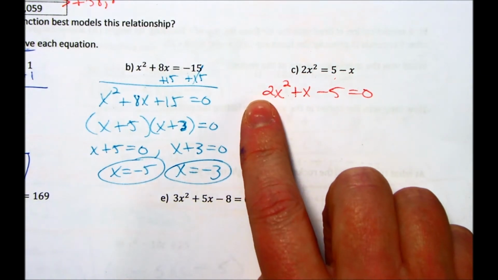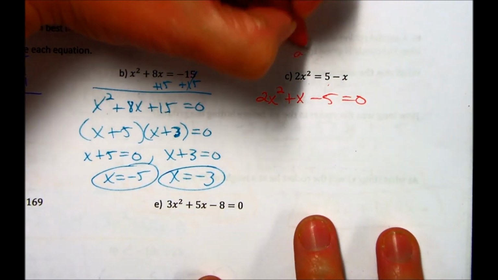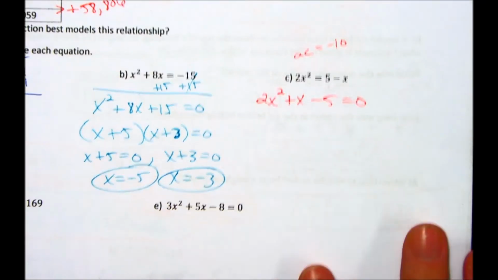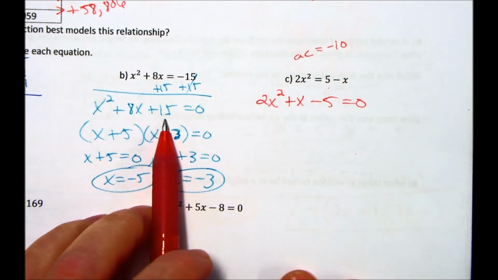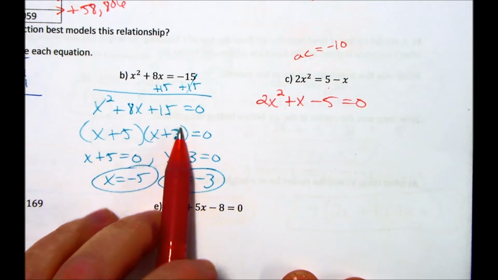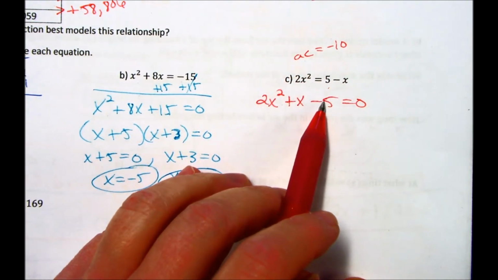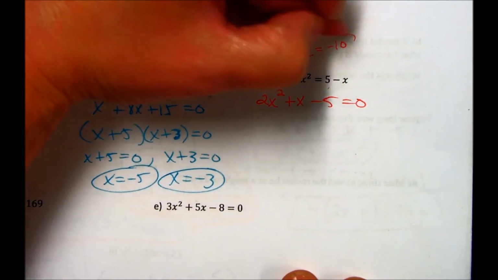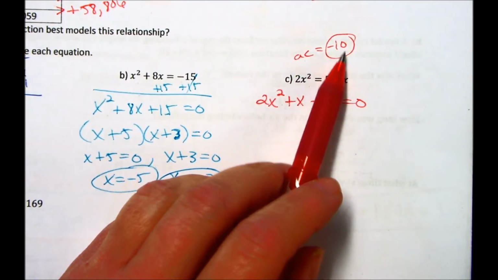So if I took my 2 and my -5 and multiplied them together, which would be my AC, that would equal -10. Just like before, when I was trying to find two numbers that multiply together to equal 15 and add up to 8, I want to do the same thing, but instead of using -5, I want to use -10. So are there two numbers that multiply together to equal 10?